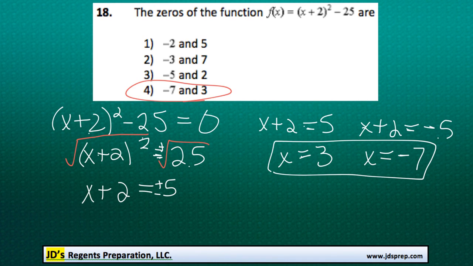By the way, another way we could have solved this is to notice that this is an example of a difference of squares. And so the factored form would be x plus 2 plus 5 and x plus 2 minus 5. Sorry, that's kind of hard to see there.